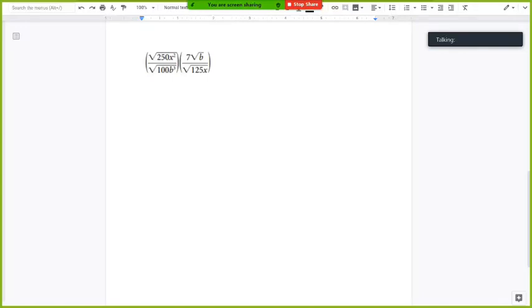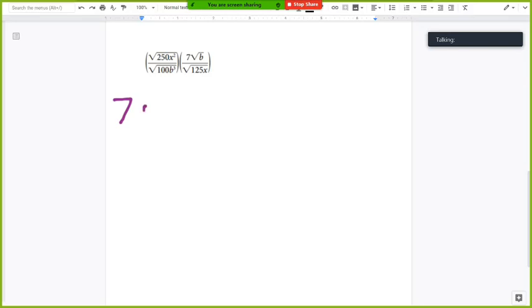Alright, so we need to take this radical expression here and simplify it, and also rationalize the denominator. There's a couple different ways you could go about this. I'm going to start off by writing it like this.